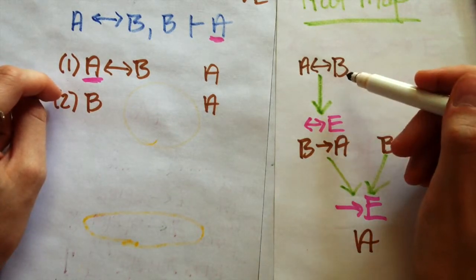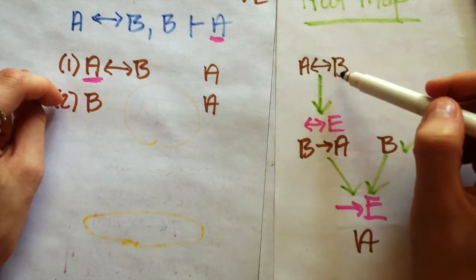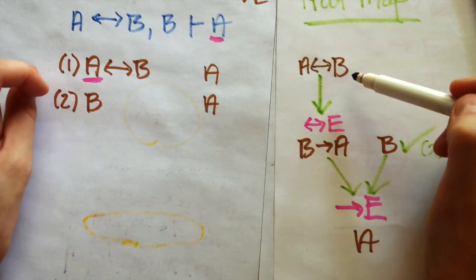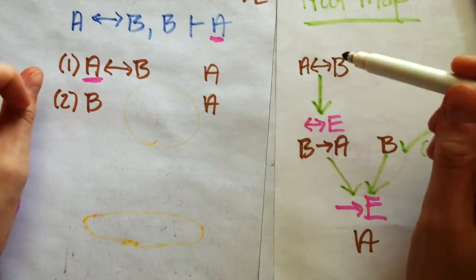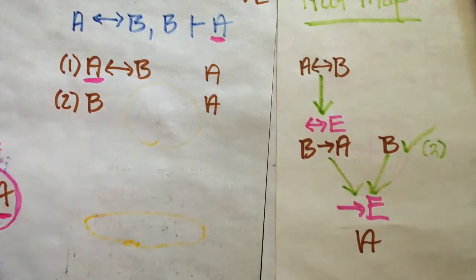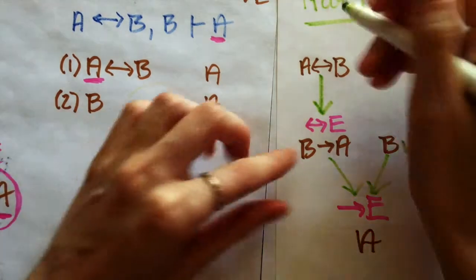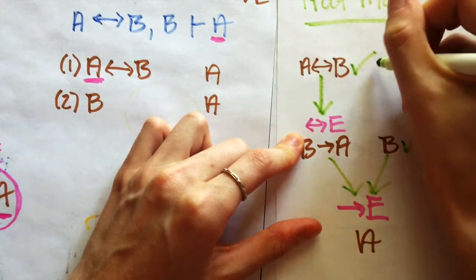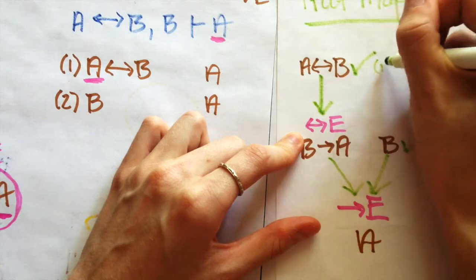Now we move up a step. We look at this sentence here at the top, A double arrow B. Do we have this on a line by itself? Yes, we do, right? We just said that. We've got A double arrow B on a line by itself, and that is in fact line 1.